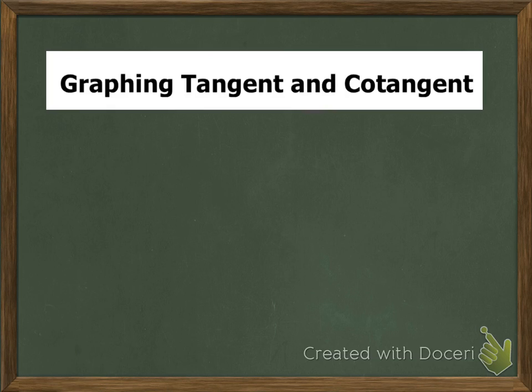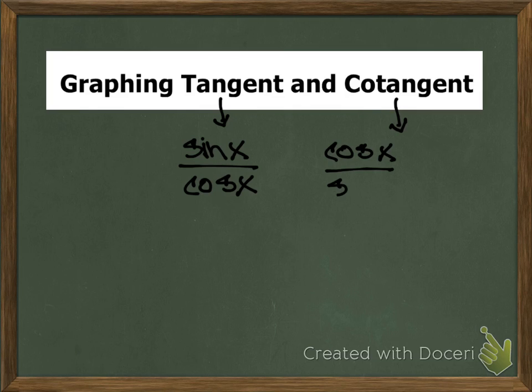First, to remember, tangent is sine over cosine, right? It's a quotient. Cotangent we can think of in two ways. First would be cosine over sine, so the quotient, or you can look at it as 1 over the tangent. Okay, either way. Let's look at what these look like.